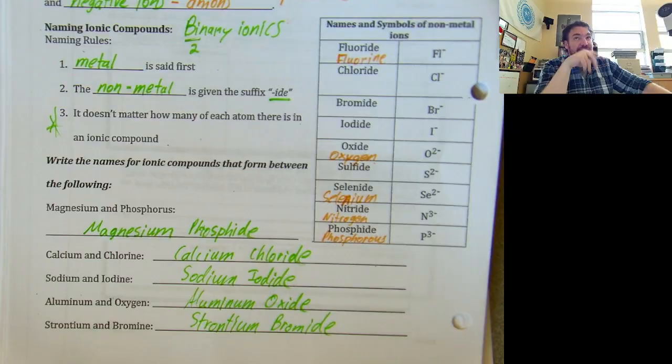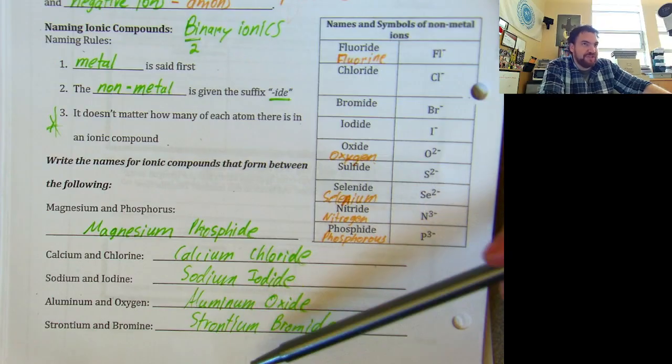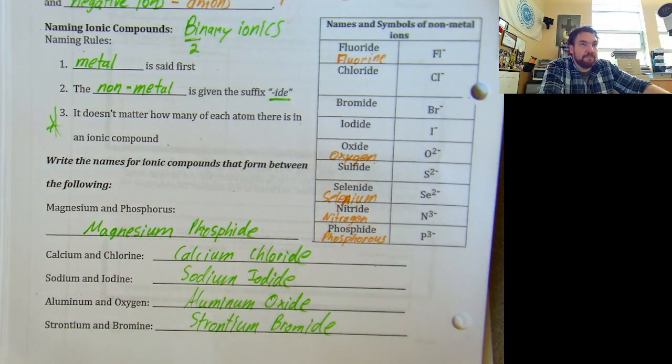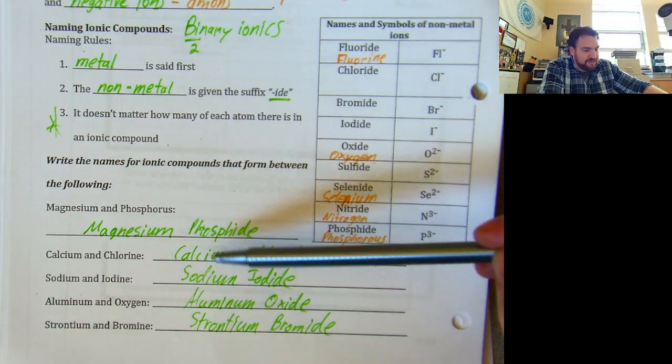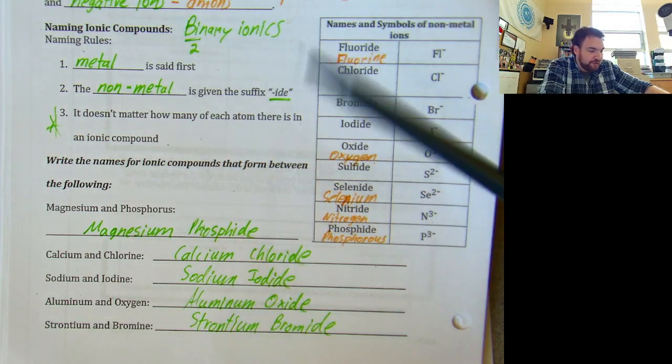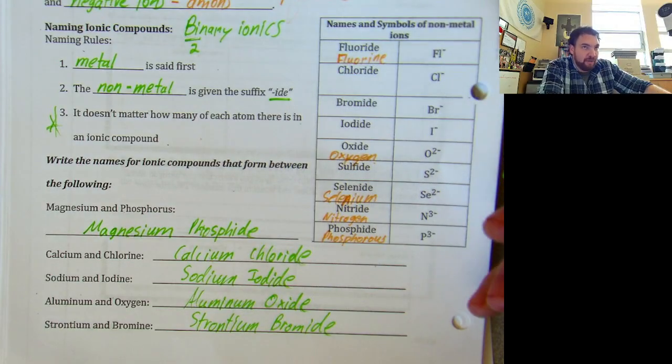Now we're going to change it up here in a second because things get more interesting here. Take a look at a periodic table that you can see clearly, either the big one at the front or the inside front cover. What do magnesium, calcium, sodium, aluminum, and strontium all have in common? Yes, they're all metals, but give me more than that.